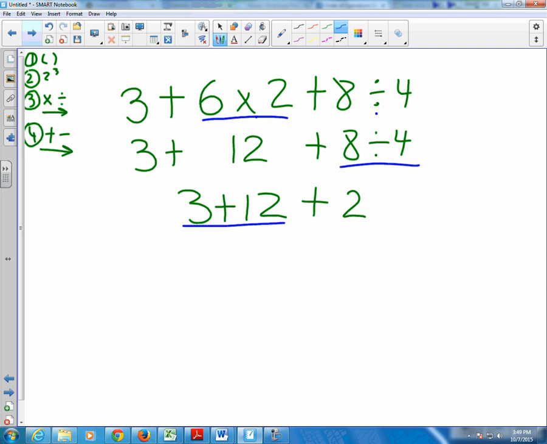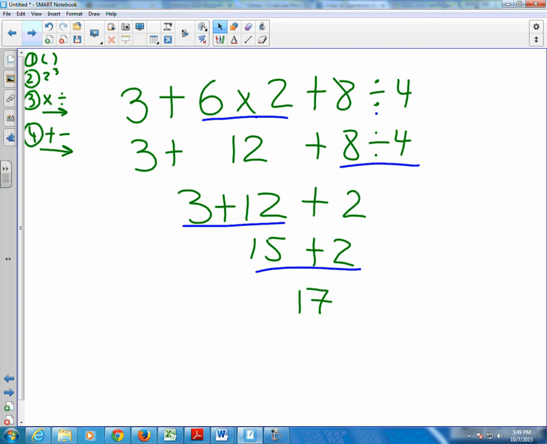So it will be 3 plus 12. And 3 plus 12 is 15. And don't forget to write all the numbers that have not been underlined. Then I only have one operation, so it's pretty easy to decide which one to do. And 15 plus 2 is 17. So that will be the answer to my problem.